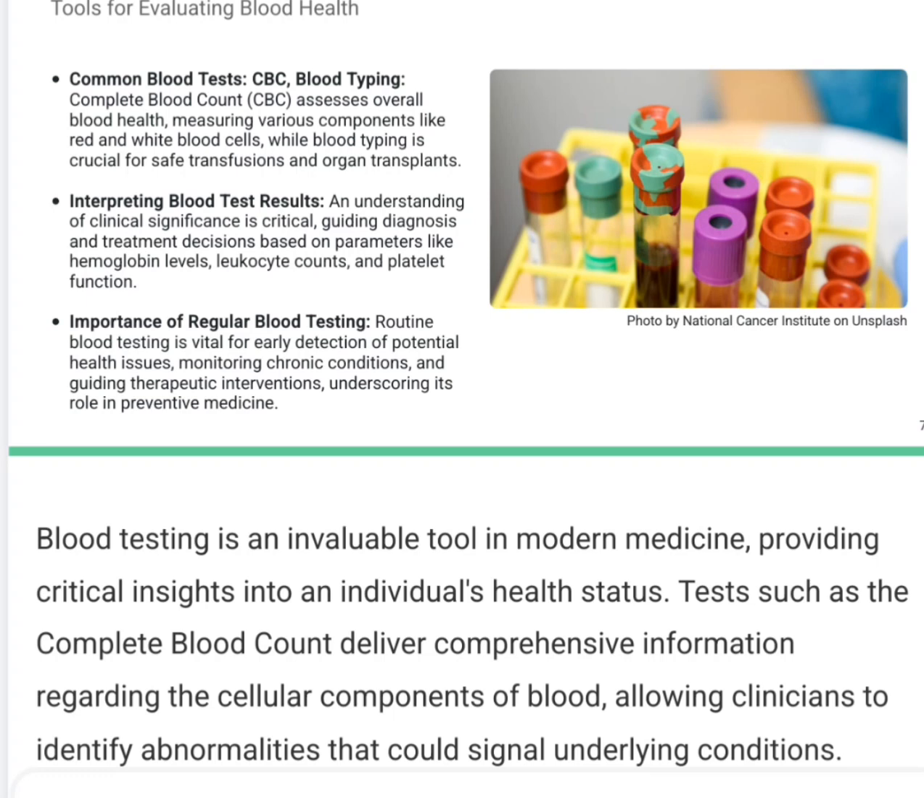Importance of regular blood testing. Routine blood testing is vital for early detection of potential health issues, monitoring chronic conditions, and guiding therapeutic interventions, underscoring its role in preventive medicine.